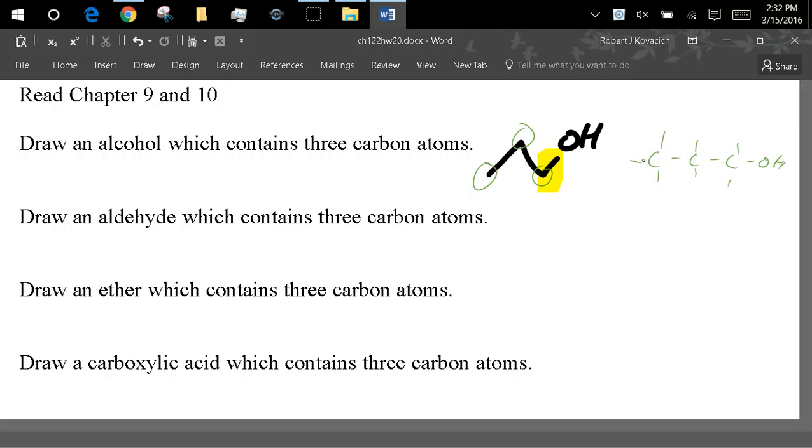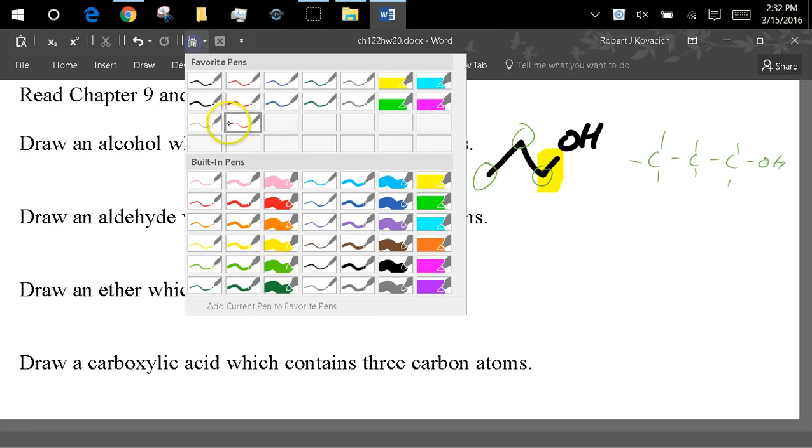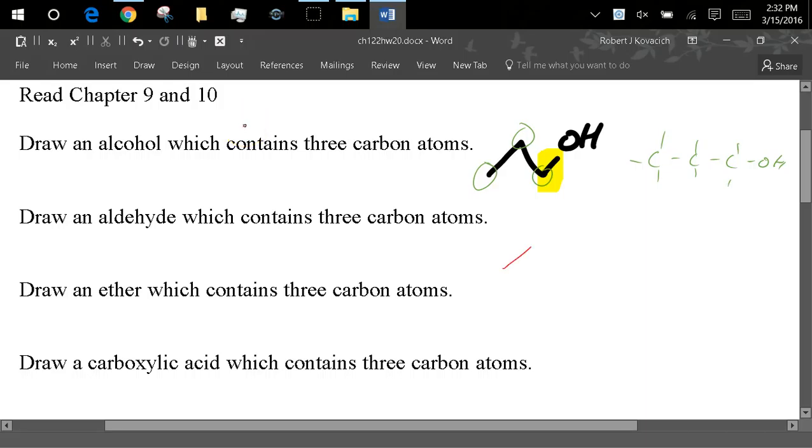Draw an aldehyde that has 3 carbons. Okay. That? Are we okay with that? Probably.